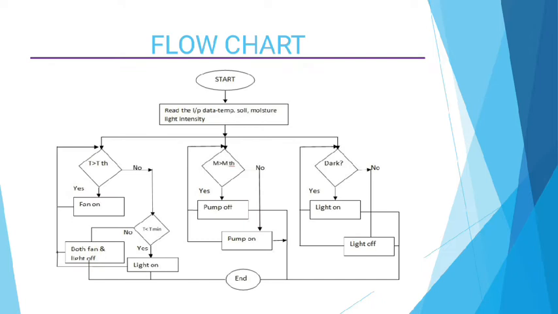Here is the flowchart. This flowchart explains the part of automation. The device is started using the power supply. After that, the sensors read their respective data. All the data are transferred in parallel to the microcontroller.